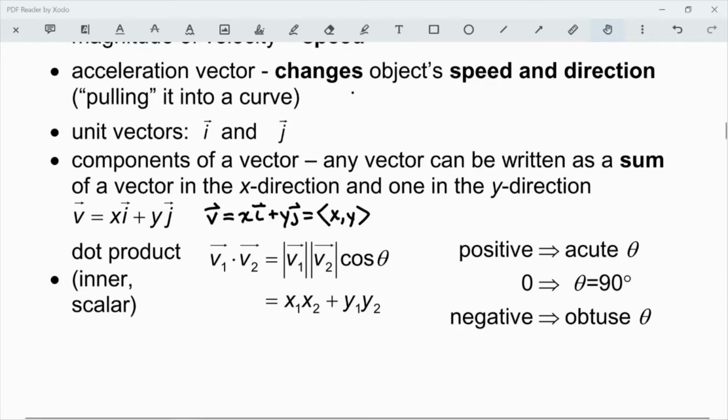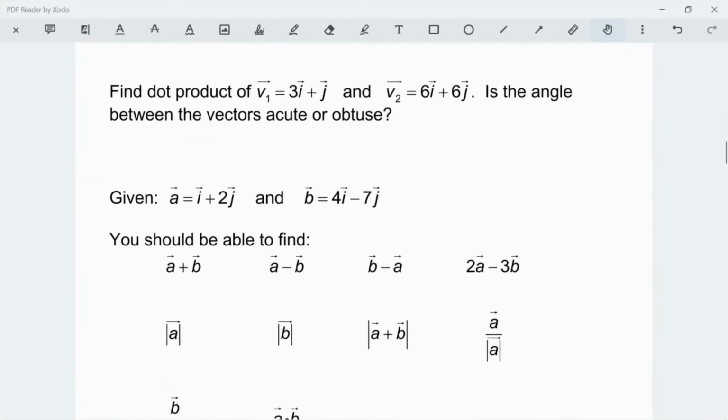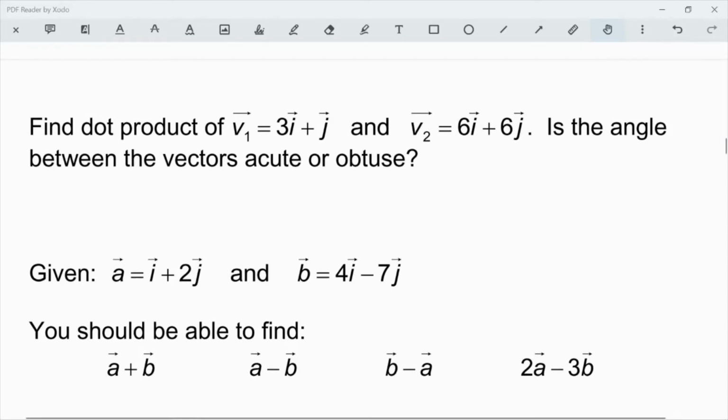If we get a positive dot product, that means that angle is acute. If we get a dot product of 0, that means that angle is 90, which means those vectors are perpendicular. And if we get a negative dot product, that means that the angle between the two vectors is greater than 90. Okay, so let's go through a really quick review of finding a dot product.